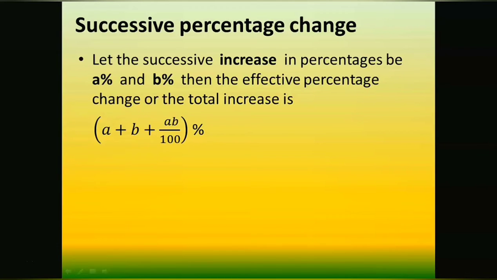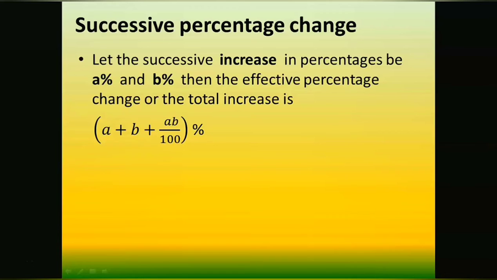Next topic is successive percentage change. If there is successive percentage change consecutively on the same commodity, then the final change is not simply the addition, but it follows a formula. Let the successive increase in percentages be A% and B%. Then the effective percentage change or the total increase is A plus B plus A into B divided by 100, this much percent.